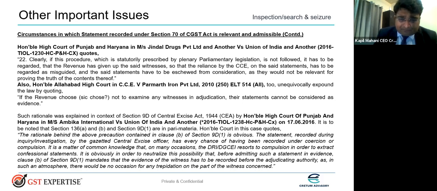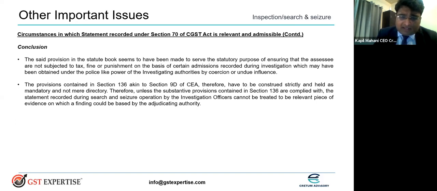So these are those cases wherein the section 70 statements were not admissible, and these are the relevant case laws which were discussed, wherein the statement taken was not independent.